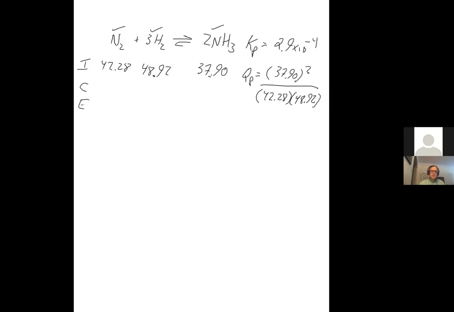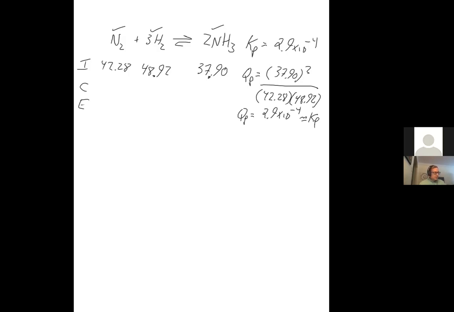37.90 squared divided by 42.28 divided by 48.92, and that's going to be cubed. So it looks like, well, you know what? It's still pretty much the same. It looks like we got a Q that's about 2.9 times 10 to the minus 4. So it looks like it's pretty much equal to K. Okay, I'm surprised. I thought that it would actually be a little bit lower.